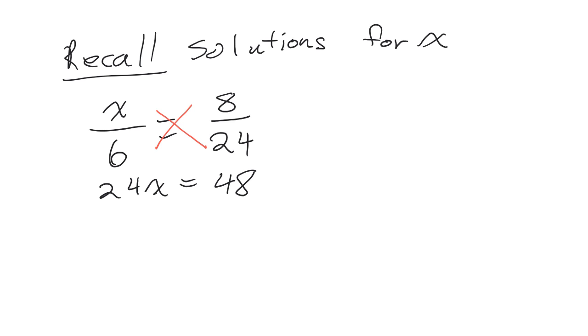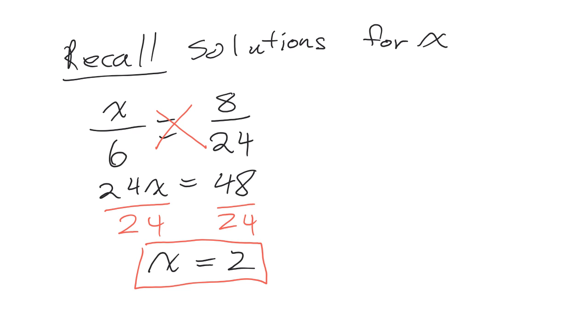And then 6 times 8 is 48, and then we divide both sides by 24. Is that right, guys? X is 2. Check it. I'd need a confirmation, please. Yes. Okay, so here's our next problem.